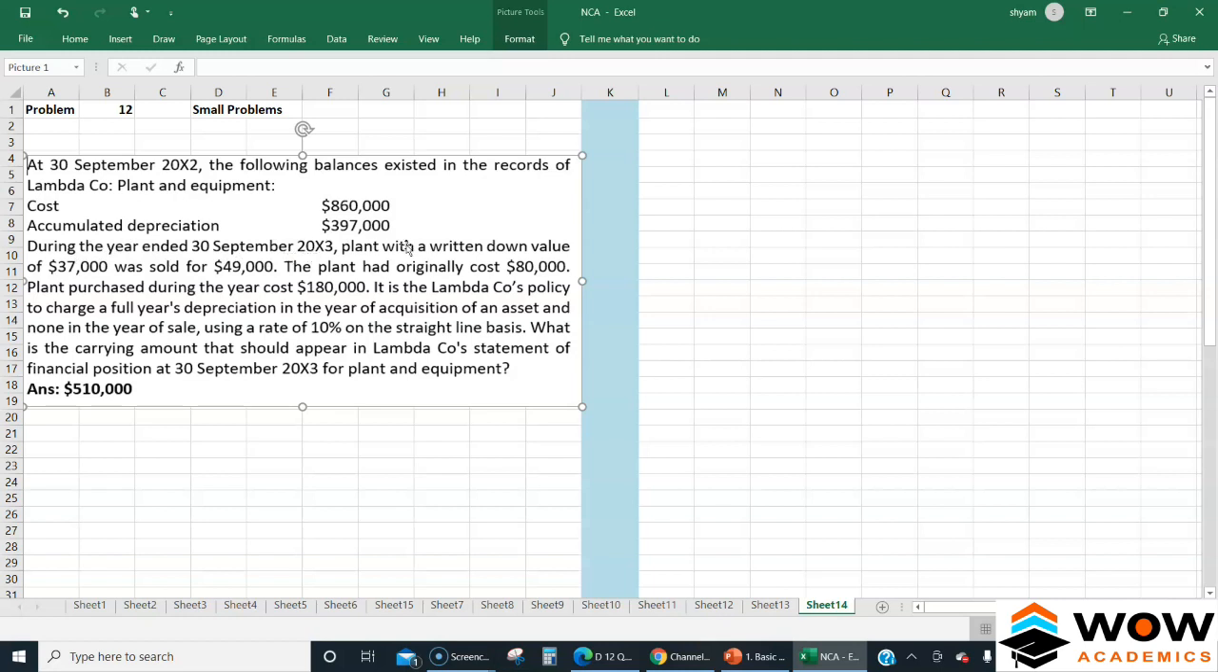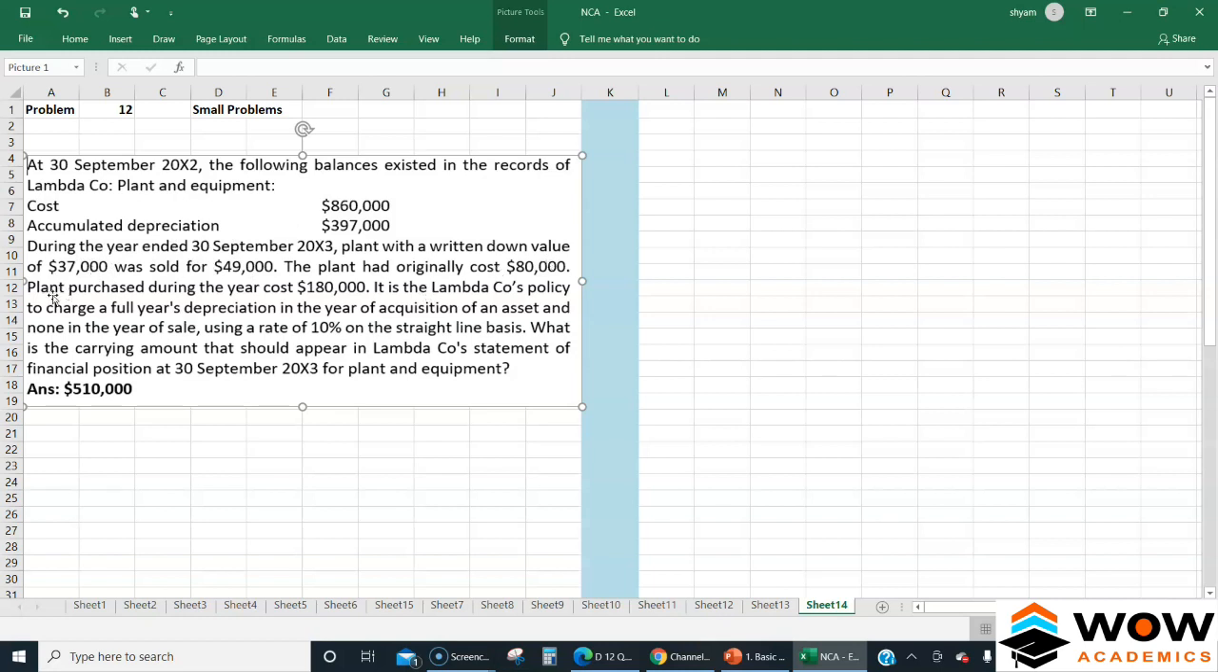A plant with a written down value of 37,000 was sold for 49,000. The plant had originally cost 80,000. So this is its carrying value. This is its sold value. So the difference between this is the profit. The original cost of it is 80,000.